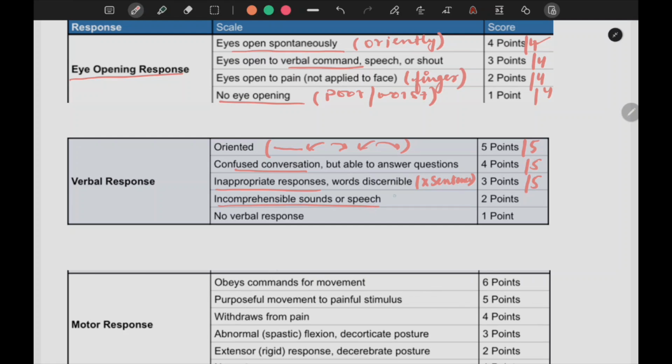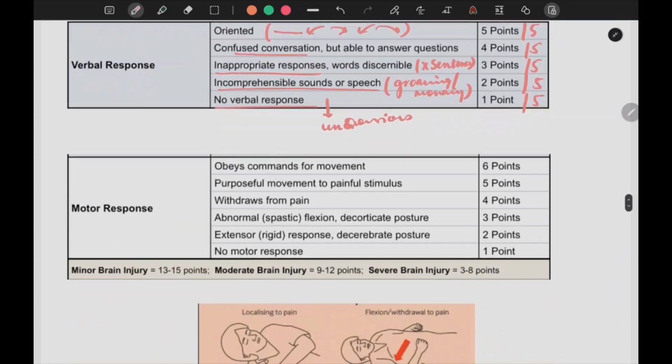Incomprehensible sounds and speech are when the patient is not actually speaking anything but he is just groaning in pain or moaning in pain. That is what you say as a score 2 out of 5. No verbal response, when the patient is unconscious, he is literally giving no response. In such conditions you're going to give a score of 1 out of 5. So that is how you're supposed to grade the verbal response.